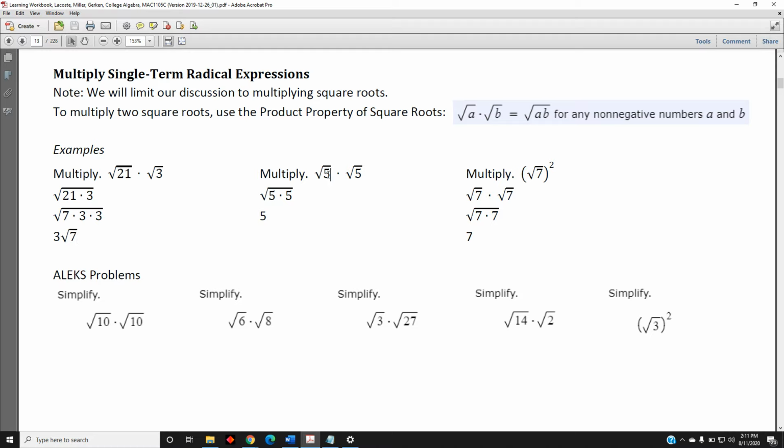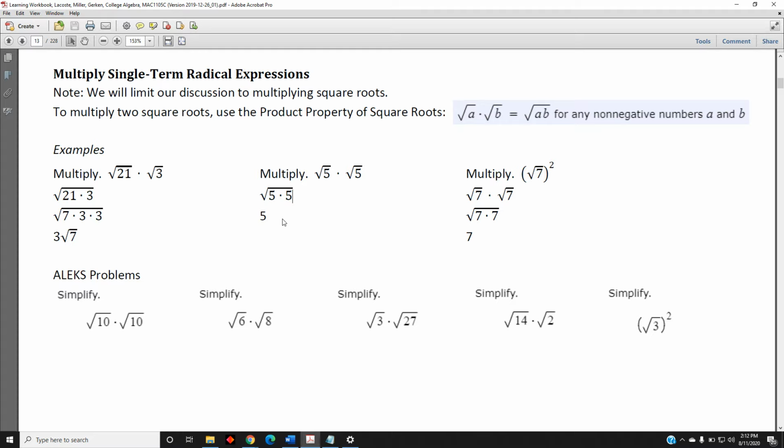Next example, multiply the square root of 5 times the square root of 5. Well, 5 is a non-negative number, so I can combine these radicals into a single radical. The square root of 5 times the square root of 5 becomes the square root of 5 times 5, which is already a perfect pair. So it sends one 5 out to multiply, and when all the factors leave, we don't need the radical symbol anymore, so we just get 5. Another way of thinking about this is 5 times 5 is 25, and the square root of 25 is 5. We get the same result either way.